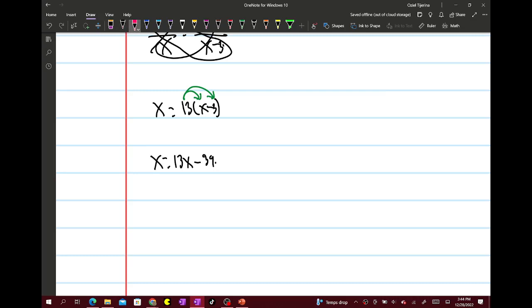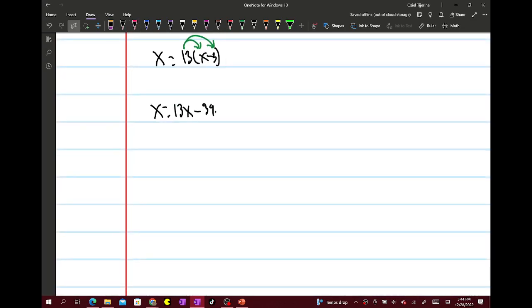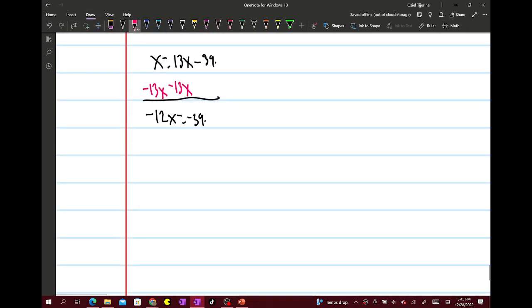And so we can go ahead and subtract 13x on both sides. So this will give us negative 12x equals negative 39. And then we're going to divide both sides by negative 12. And this will give us x equals 39 over 12.